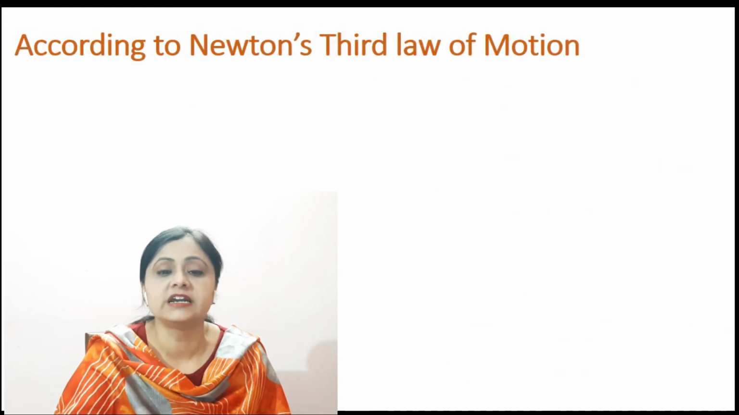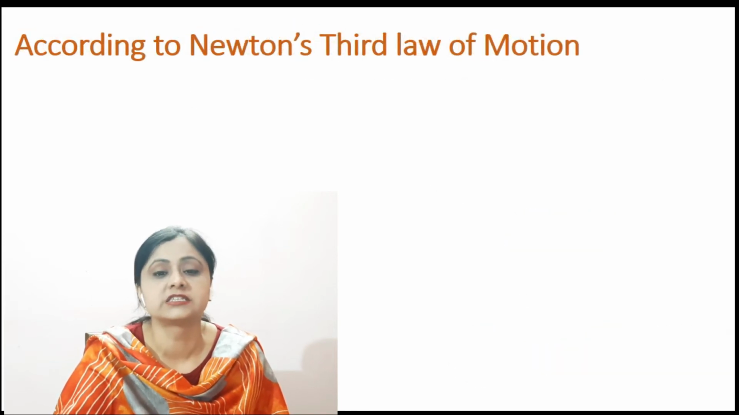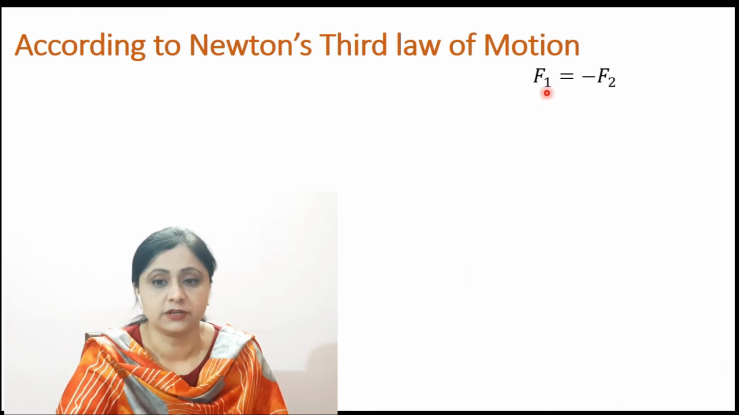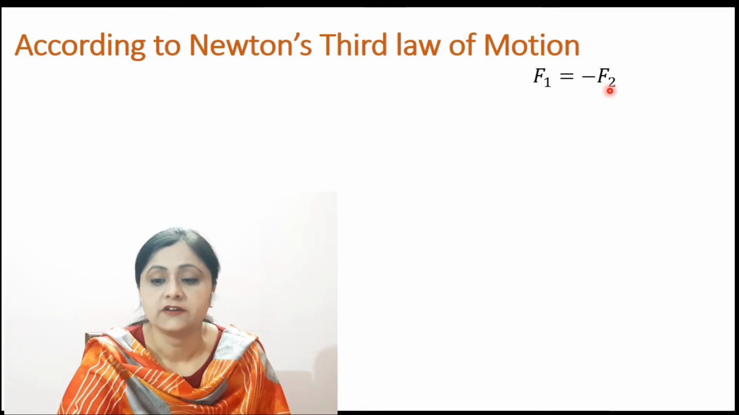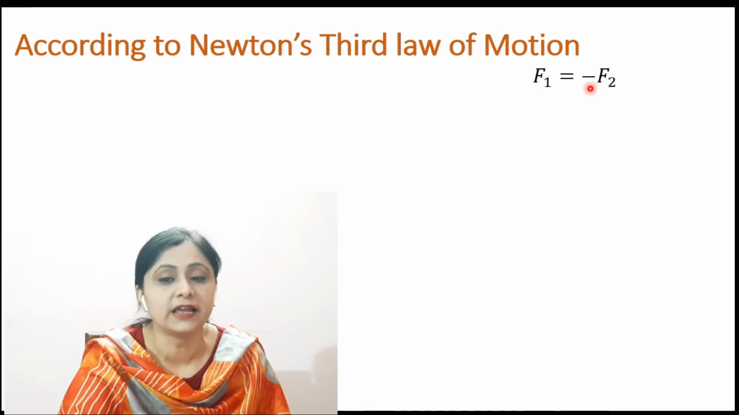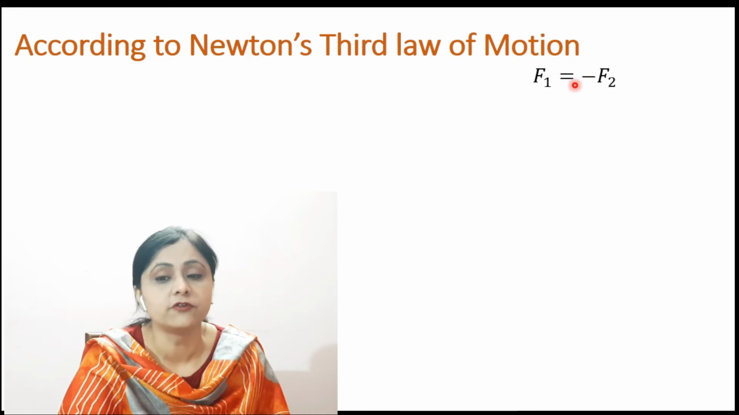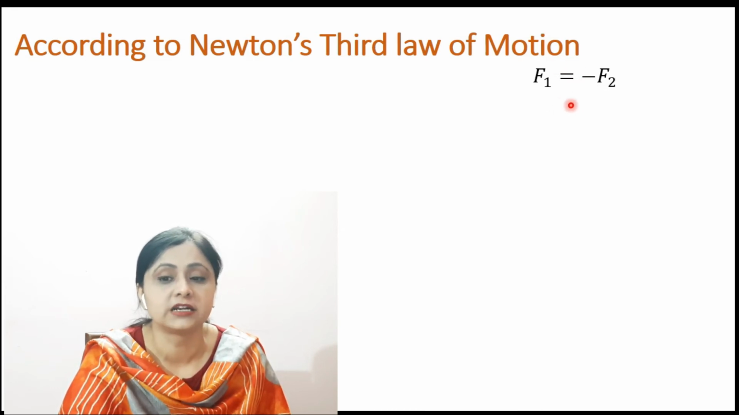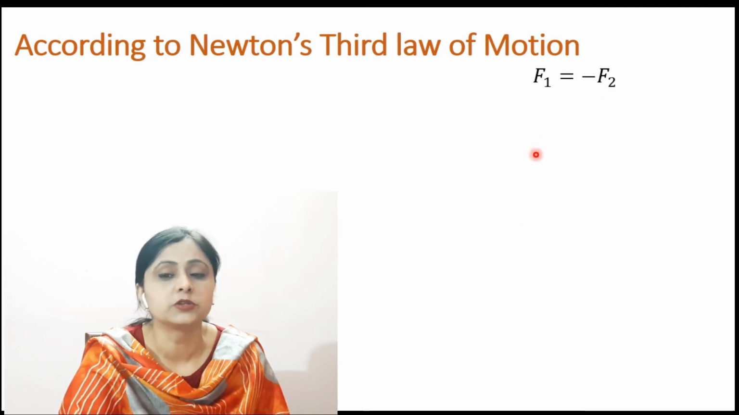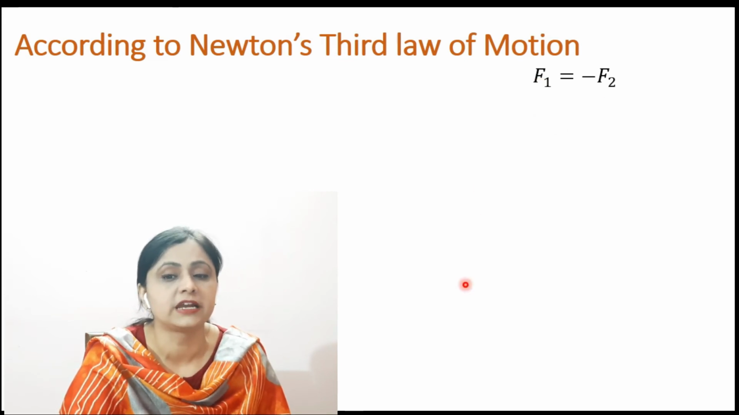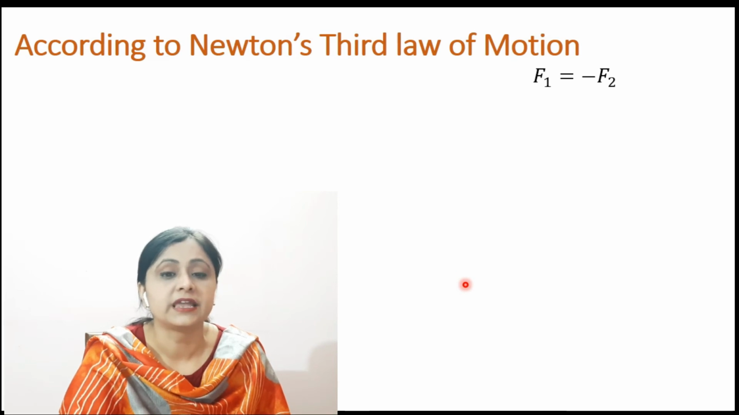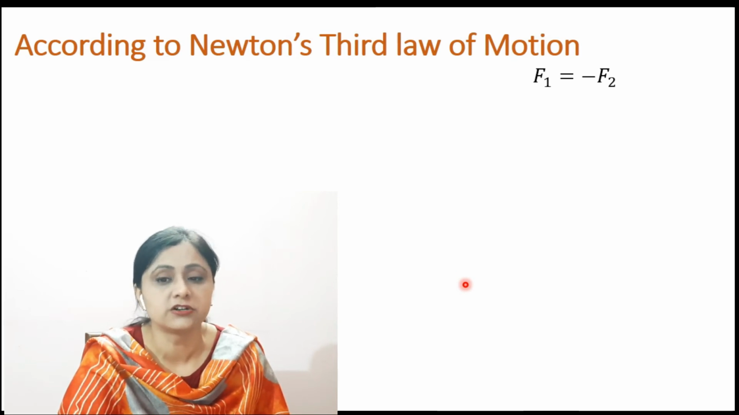Now its derivation. We have studied Newton's third law of motion: F1 is equal to minus F2. Whatever force is applied by ball 1, that is F1, the same force will be applied by ball 2, that is F2. We are putting the minus sign because both act in opposite directions, with equal magnitude. Like I told you, every action has an equal and opposite reaction. So F1 is equal to minus F2.